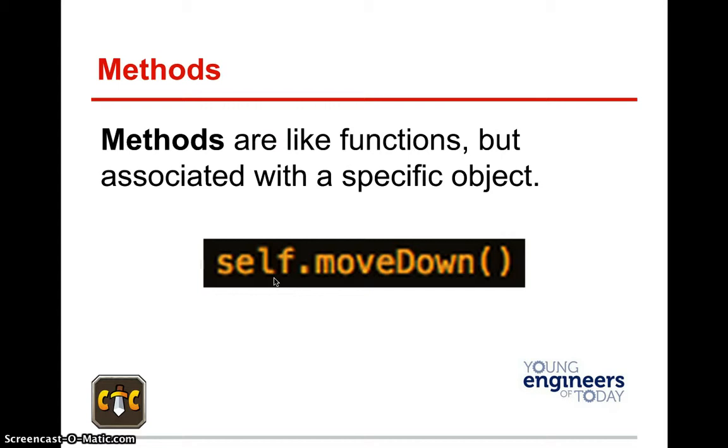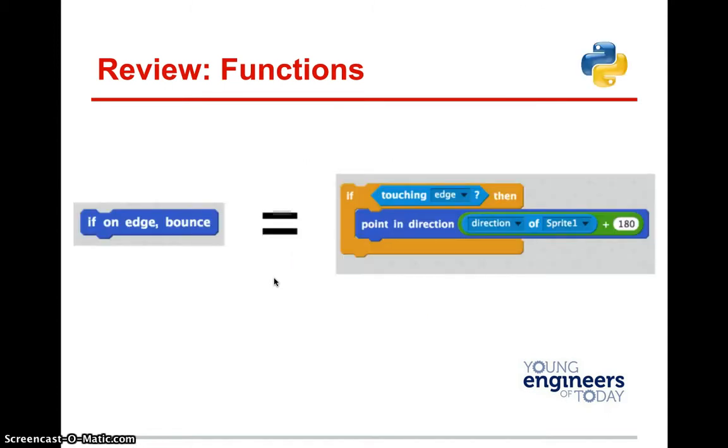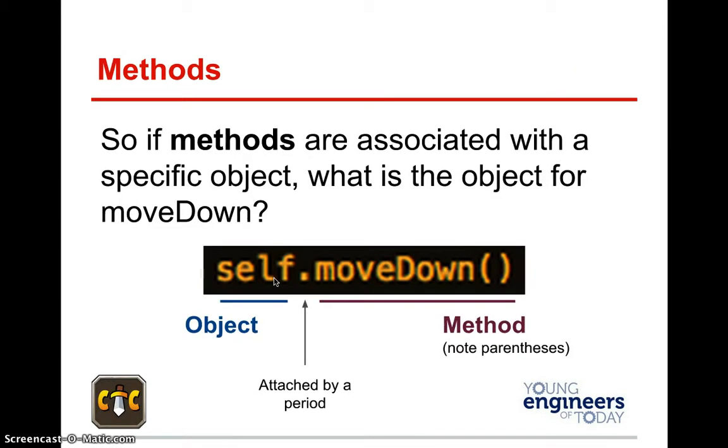Now, methods are like functions but associated with a specific object. Functions are named, reusable sequences of code, print and input, for example. Very similar to Scratch, with regards to, this is some Python review. All right, so methods are associated with a specific object.